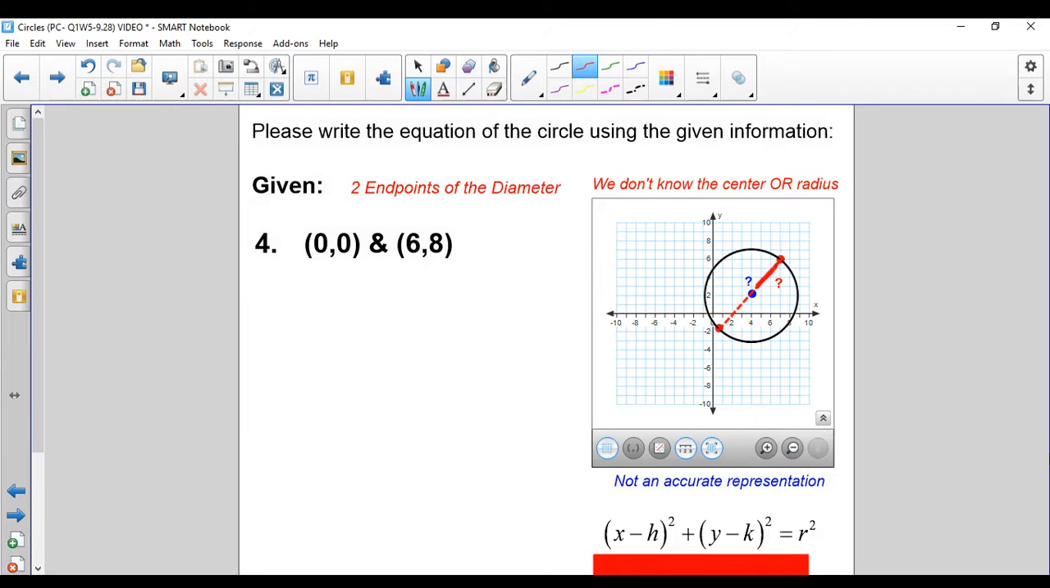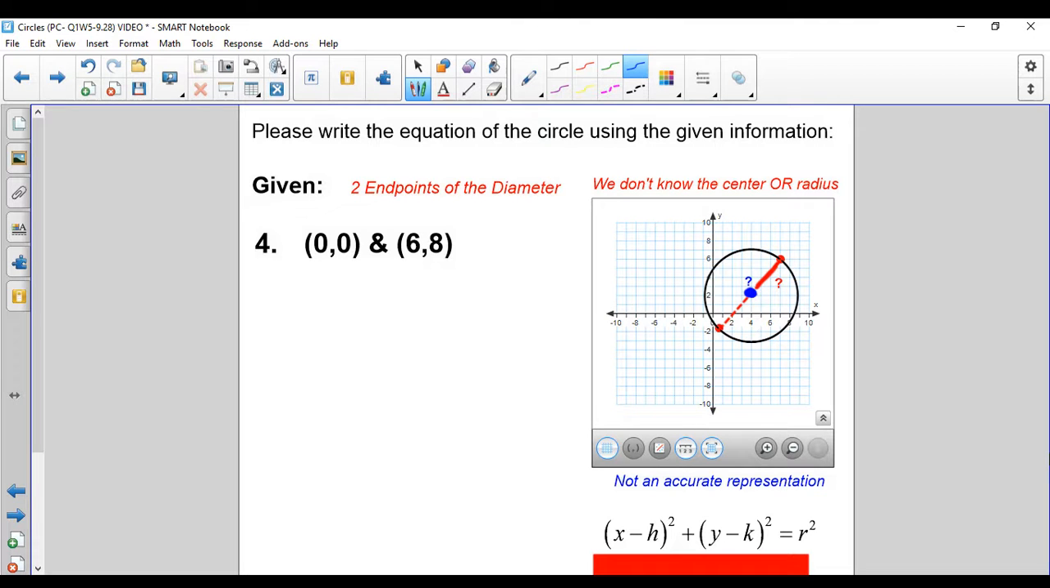Radius we don't know. Center we don't know, but we have two endpoints of the diameter. The center is going to help us out. The first thing we need to find is the center. So we find the center.